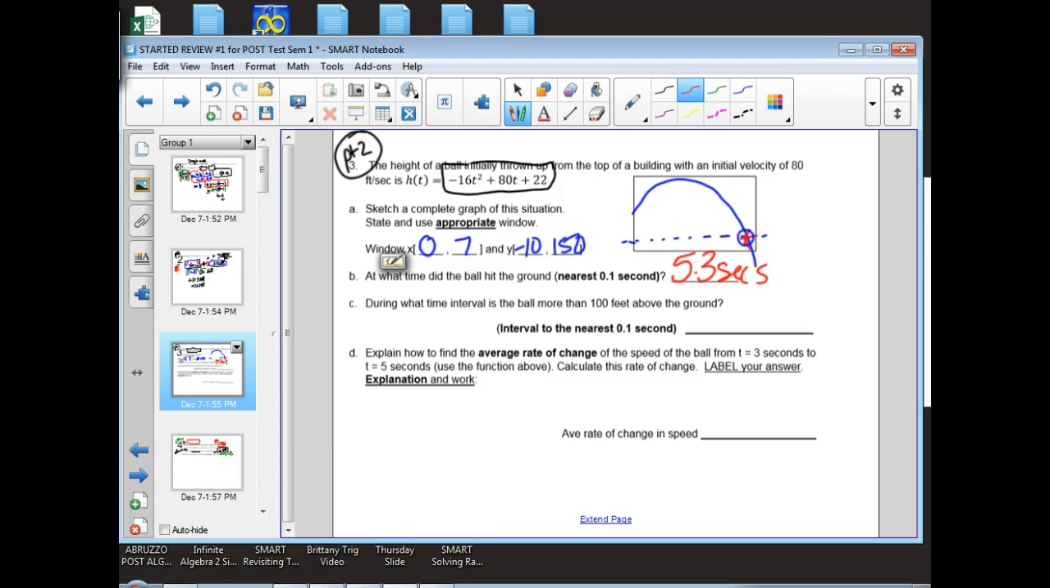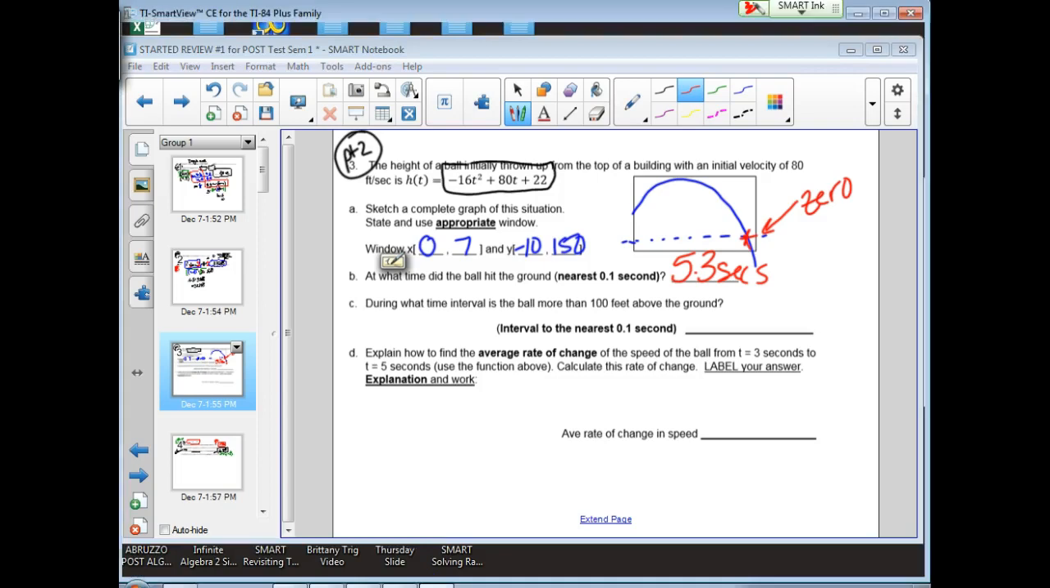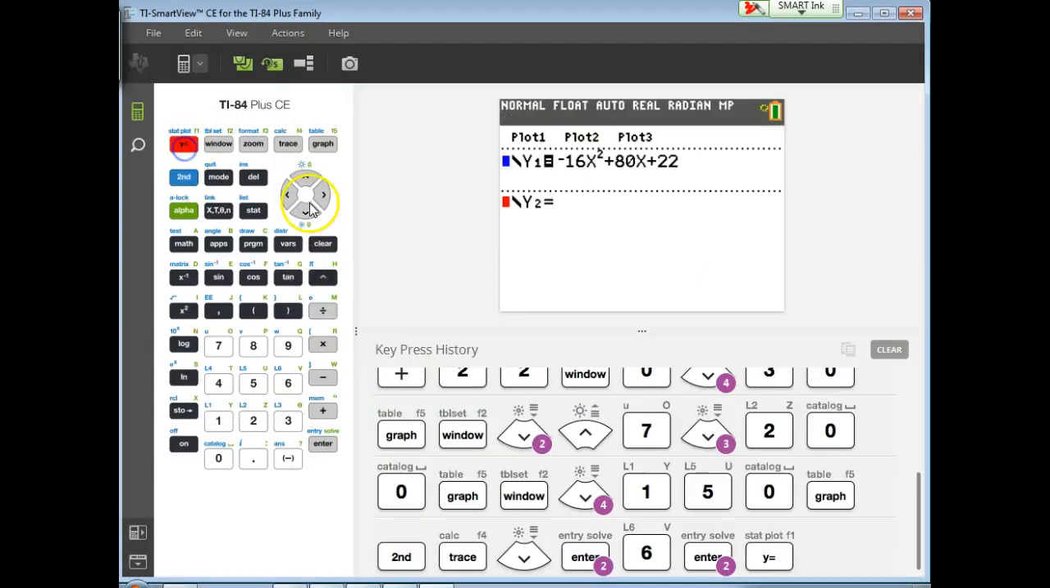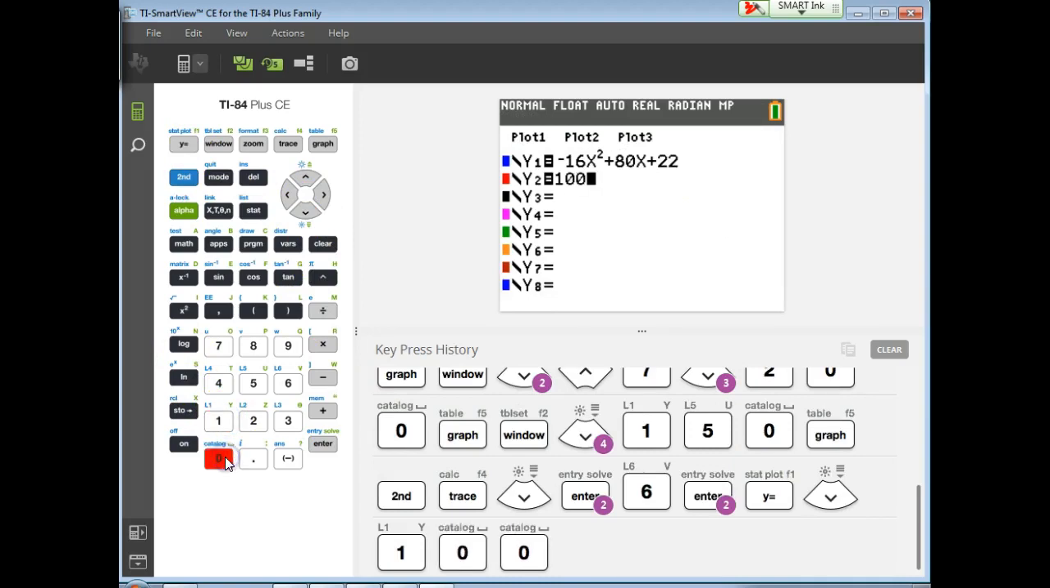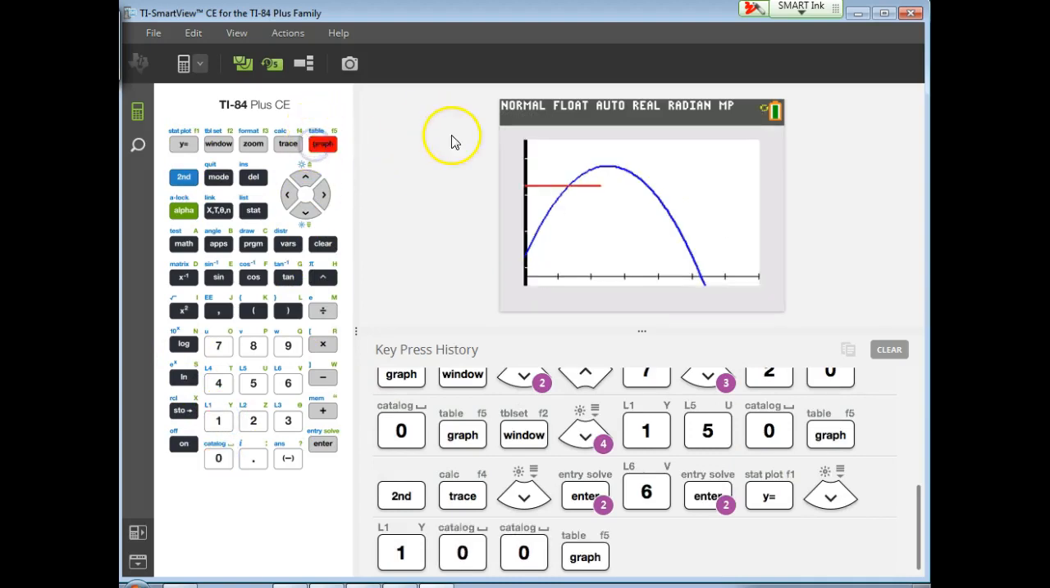This guy right here. And we found that by going to the calc menu and then finding the 0. And then it says, during what time intervals was the ball more than 100 feet above the ground? So, to answer this question, what I would do is I'd go back to y equals, and I'd type a 100 into y2, because that'll at least give you a visual barrier. So it hit 100 feet right here, went up a little more, and then hit 100 feet again.